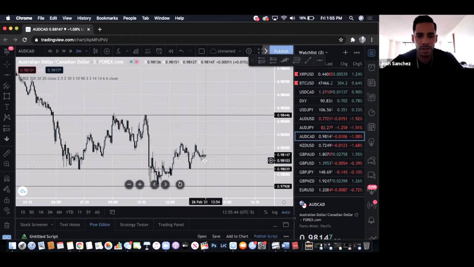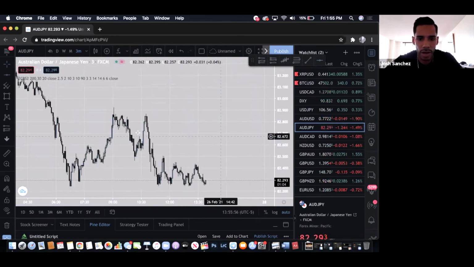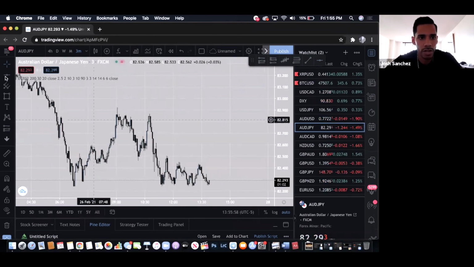So this would be something that I would ignore on the smaller time frames. I would not take any trades on this because it's not doing anything. It's literally stagnant. It's consolidating, right? It's not even ranging. So now we're going to go ahead and we're going to look at another pair. All right, so here's another one. Aussie dollar, Japanese yen. This one looks a lot better.